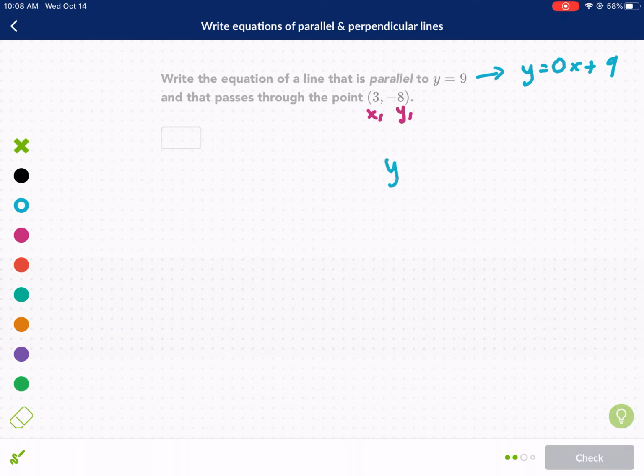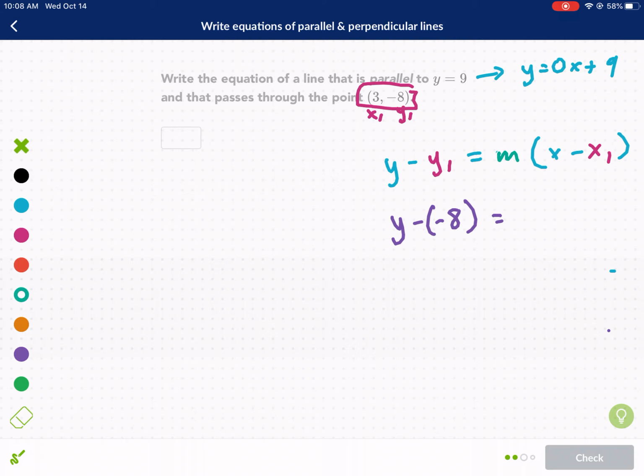I'm going to go back to my form here, which is point slope form. I'm just going to make that green because that's what we've been doing. M times x minus x1. And again, x1 and y1 just represent the given point. So now we just plug in. It's as simple as that. We have y minus y1, we said is negative 8. Make sure you put it in parentheses like that.